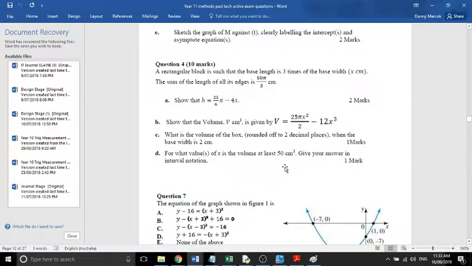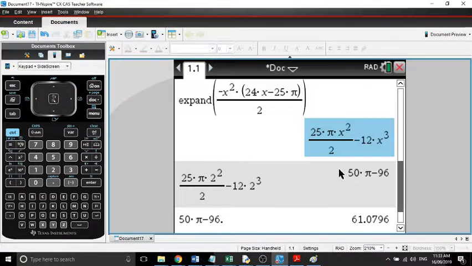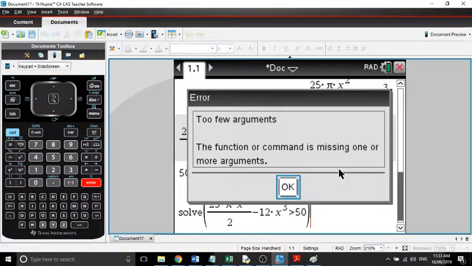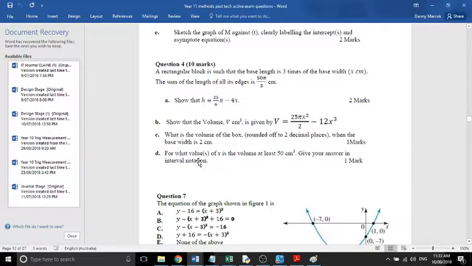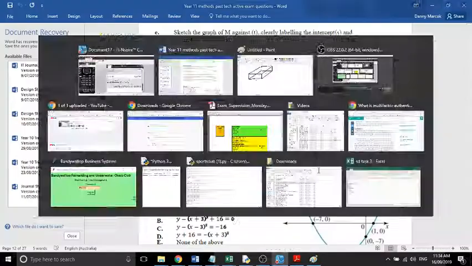For what values is it at least 50 centimeters cubed? Give your answers in interval notation. So that one, we want to solve this. We want to solve that, where it is at least 50 centimeters cubed. We're solving that for x, and it'll happen between this value and this value. It cannot happen here because we're dealing with a real life situation, so no negative values. So it will happen between 1.55, what do we want, decimals? 1.56 and 2.70 is when it happens, or when it's greater than 50 centimeters cubed.